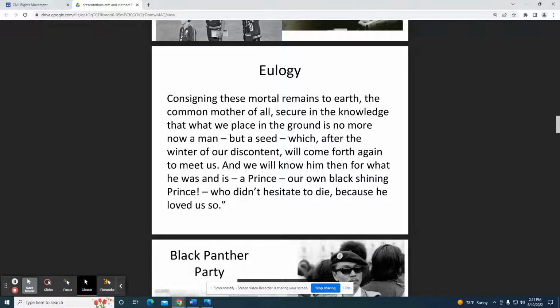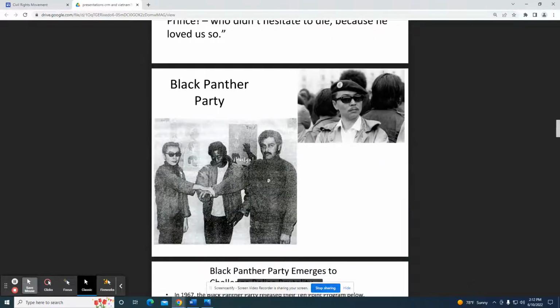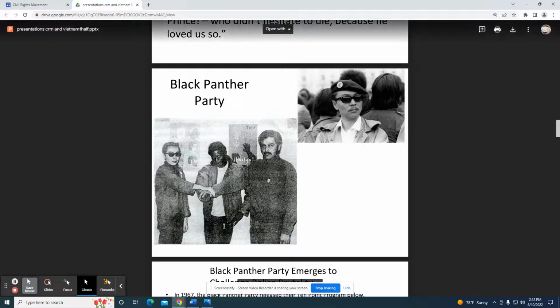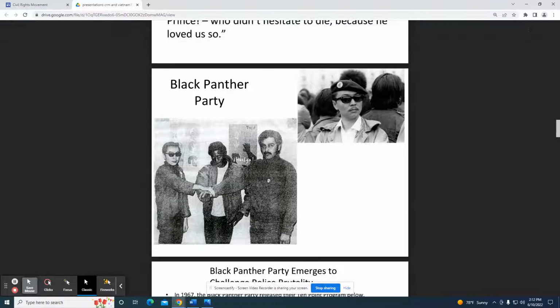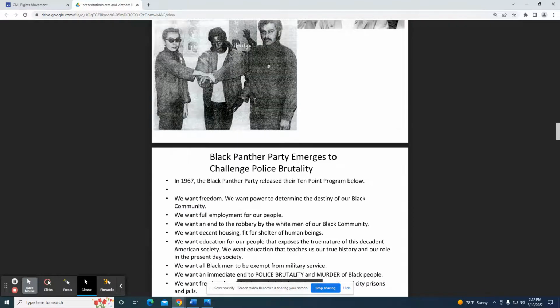And the Malcolm X eulogy, you want to be able to analyze the eulogy and try to figure out why this individual meant so much to the Black community. One of the other reasons Malcolm X was successful is because his ideas led to other movements, other groups coming forward that preached Black nationalism, Black pride, and Black self-defense. One in particular was the Black Panther Party. The Black Panther Party initially started over the issue of police brutality.